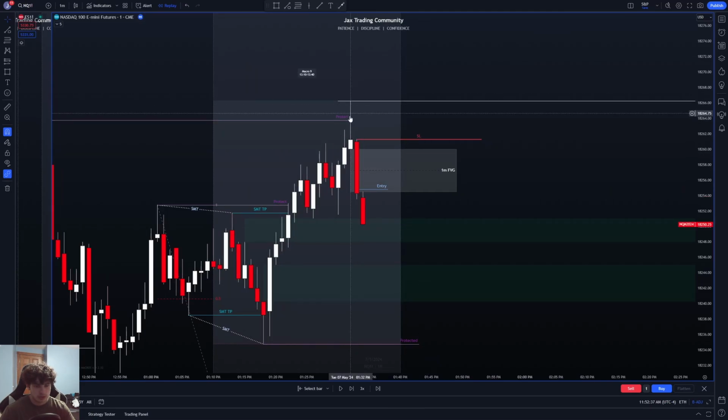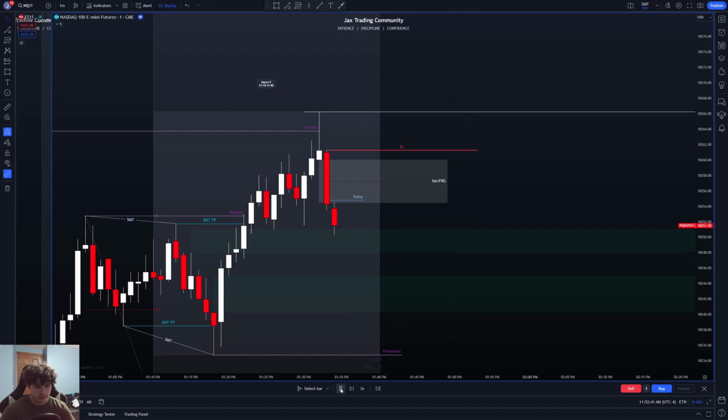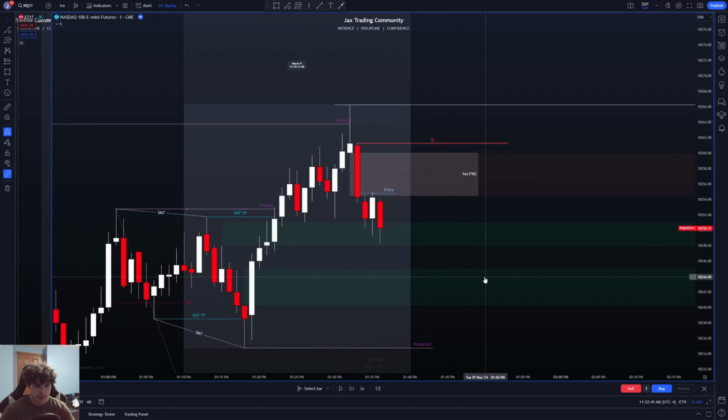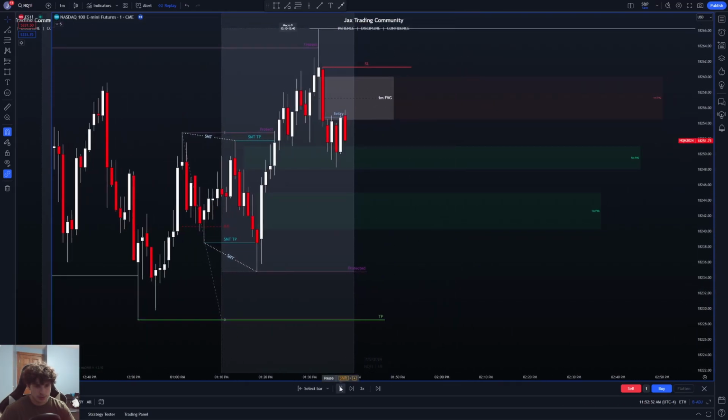So you can see we sweep this high, massive displacement down. We have a fair value gap created. I would look to enter in this fair value gap. Here's my entry. Here would be my stop at the top of this candle. And my target would be this protected low and this low right here. Right, those are the closest things to us.